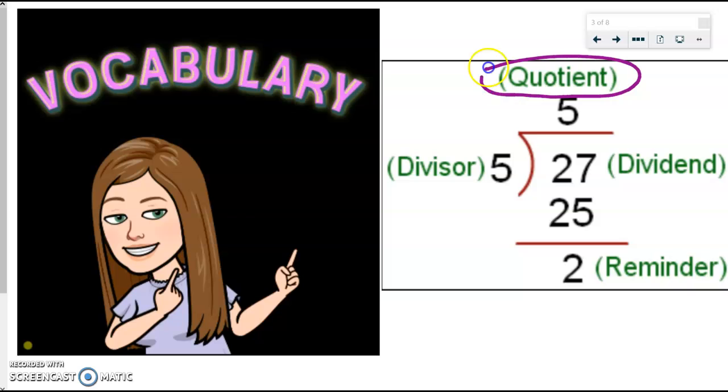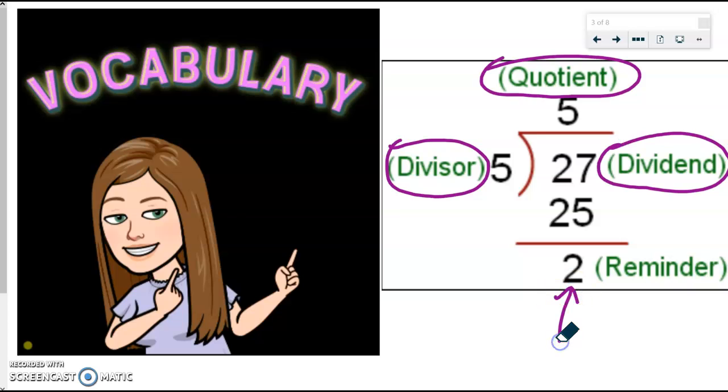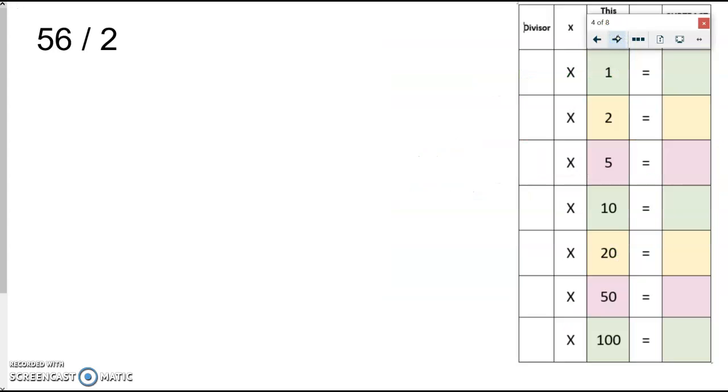It's going to be on top of this little house. The divisor, he's the visitor to the house. He's outside the house. Dividend, that's the number you're dividing up. He's inside the house. And if you have a number that's left over, that's going to be your remainder. Okay? So, let's go ahead and get started.